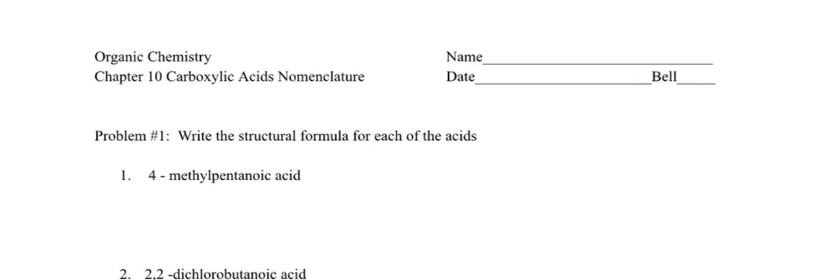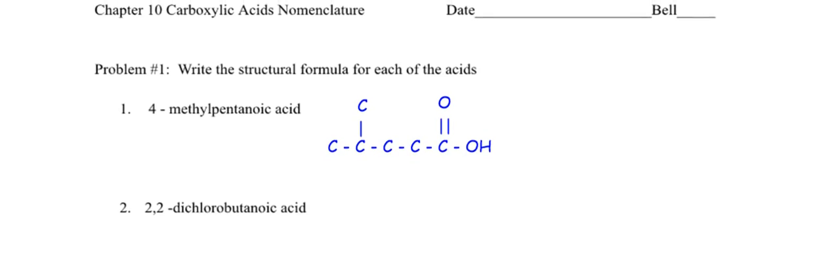Here I'm going through the answers to your Chapter 10 Carboxylic Acid Nomenclatures. My hope is that you actually did this first, and then we're just checking your answers, okay? So the number one I thought was pretty straightforward. So here is your 4-methyl pentanoic acid. Here I have my 5 carbons, so it's my pentanoic acid, and my methyl group is on the 4th. Remember, this is always your first carbon, 1, 2, 3, 4.